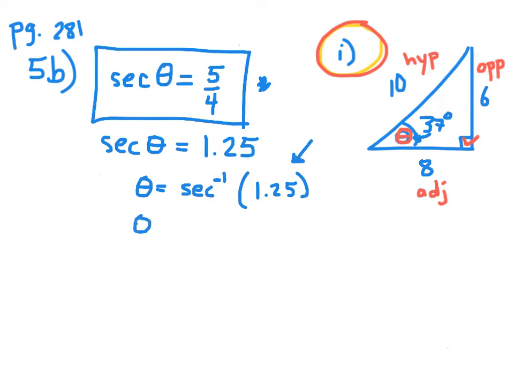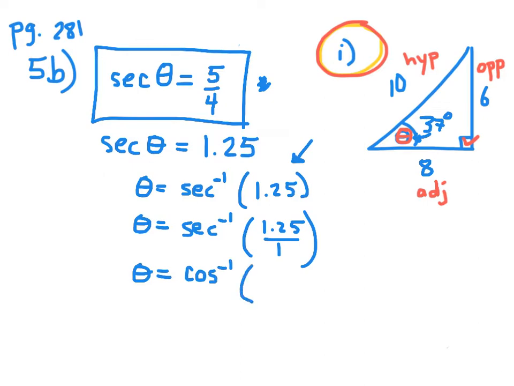And to you, I would say, actually, that is a fraction. If I rewrite this as a fraction, this is actually 1.25 over 1, okay? And so if I went to actually do secant inverse, I can't do that. I don't have a button like that on my calculator, but I do know that cos is the reciprocal of secant, and the reciprocal of this would be 1 over 1.25.